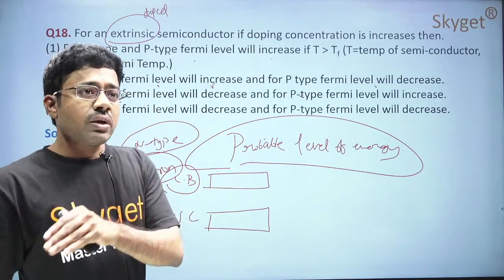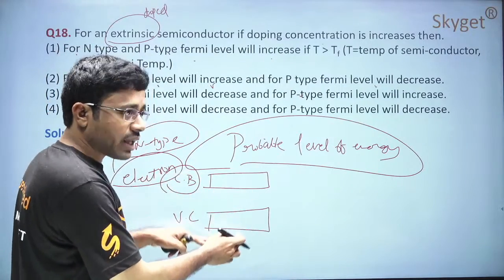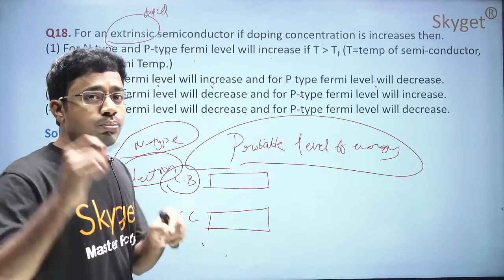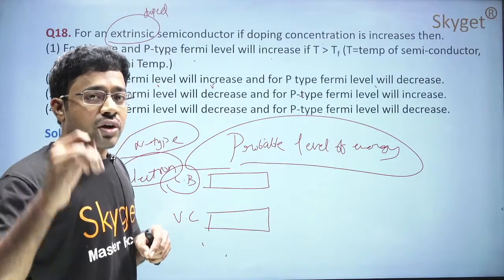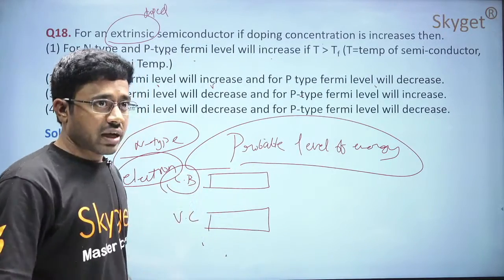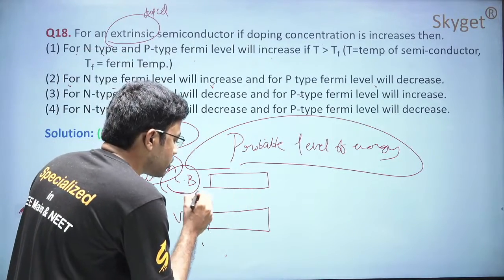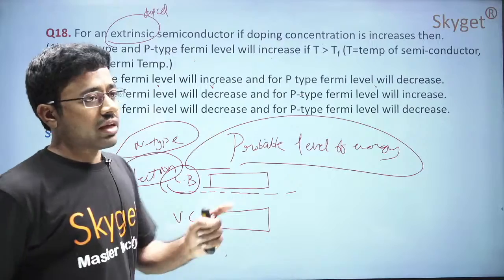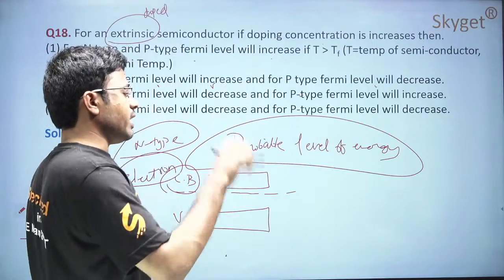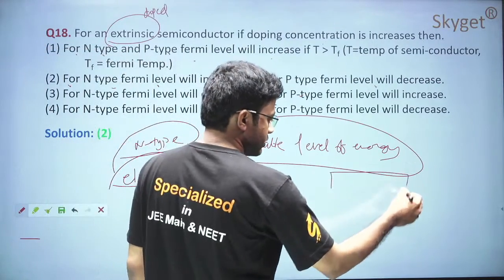So when there are more charges in the conduction band than in the valence band, there is a more probable energy level for occupying towards the conduction band. That probable energy level is called the Fermi level, and it is closer towards the conduction band in the case of n-type semiconductors. While in the case of p-type semiconductors, let us see.